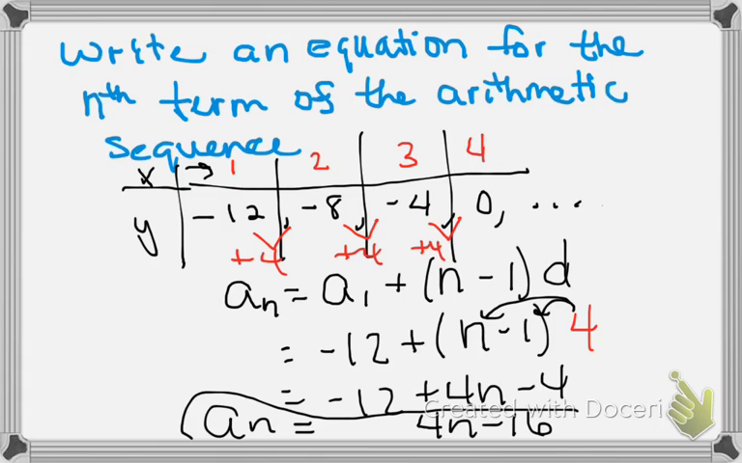Here a sub n, where n represents any term. What we mean by term is these guys, the x values at the top where I put 1, 2, 3, 4. Each of those is a term. So negative 12 is the first term, negative 8 is the second term, negative 4 is the third term, 0 is the fourth term. We can find any number using this equation. If I want the 30th term, I put n as 30, multiply by 4, and then subtract 16, and I get my value. Let's do one so we can see what it looks like.